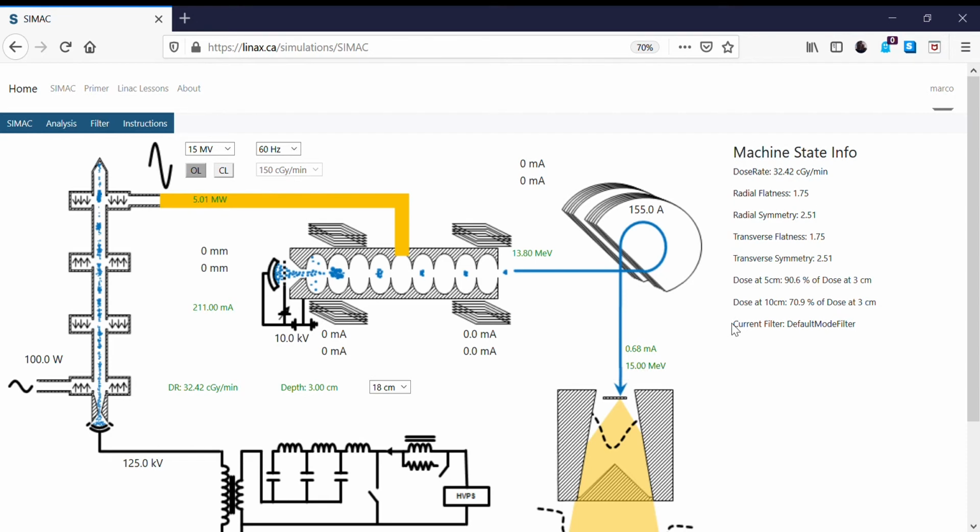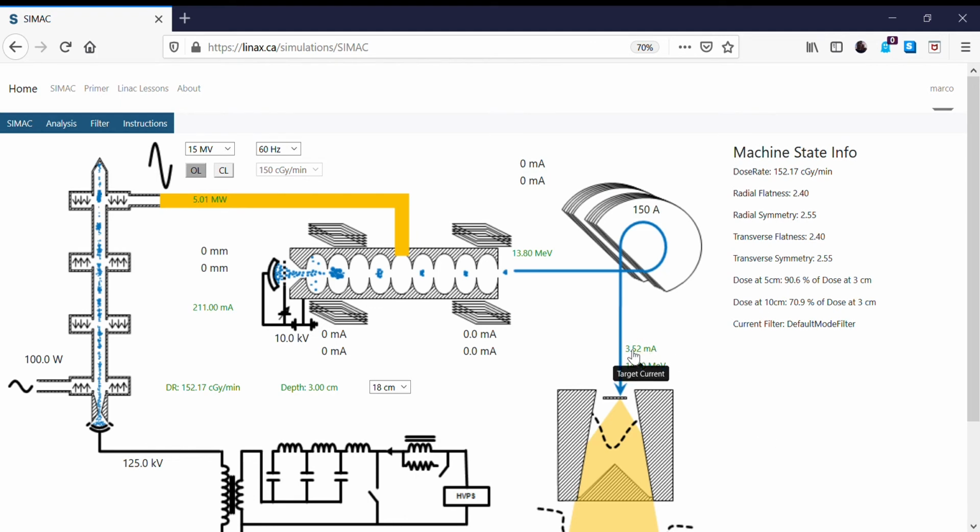So what I'm going to do now is decrease the bending magnet current. So I'm going to go from 155 amps. If I decrease it, I'm going to allow a smaller energy to go through. So let's go from 155 amps, say down to 150. And now we're going to watch our target current. We have 0.68 milliamps when I hit enter. That's now going to go to 3.52 milliamps.